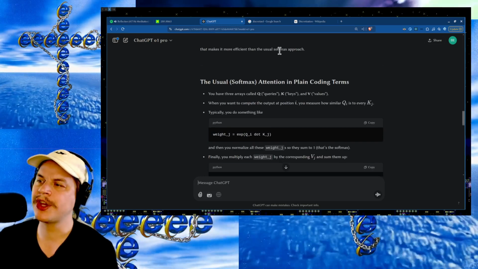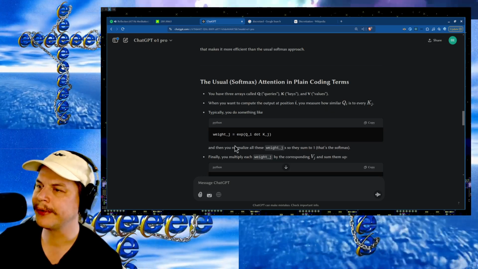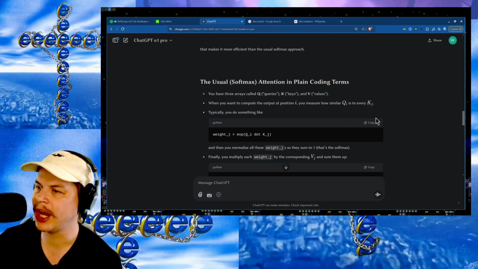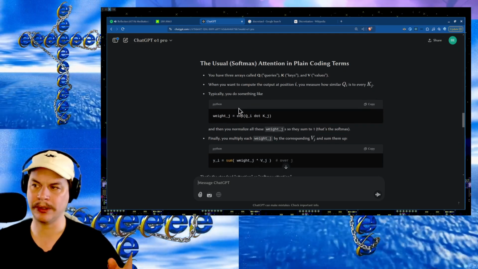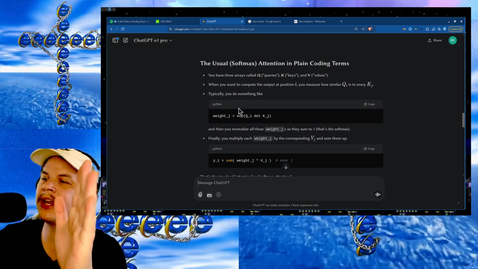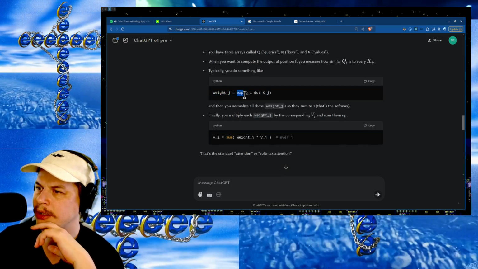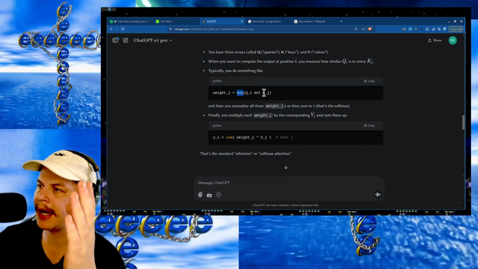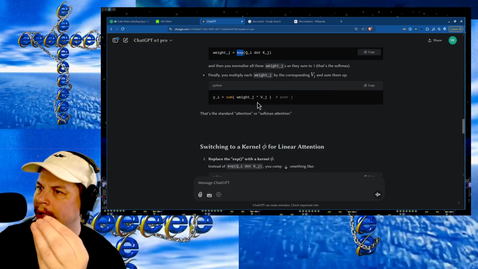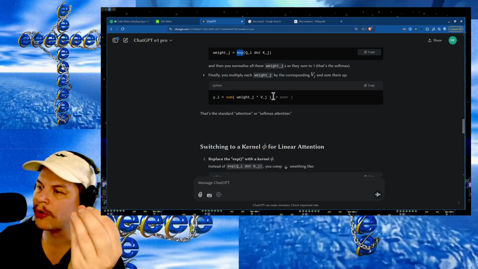Okay, so the usual softmax attention in plain coding terms. You have three arrays called Q, queries, K, keys, and V, values. When you want to compute the output at position i, you need to see how similar Qi is to every Kj. Typically, you do something like this. You say weight j is going to be some function of Qi dot Kj, which figures out how close these things are. And then you normalize all these weight j's so they sum to 1. Finally, you multiply the weight j by the corresponding Vj, and then you sum them up. That's the standard attention, or softmax attention, the traditional way.